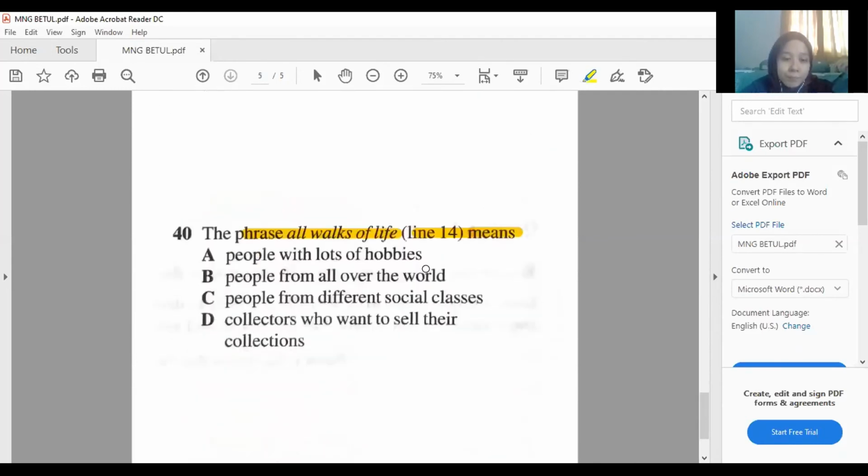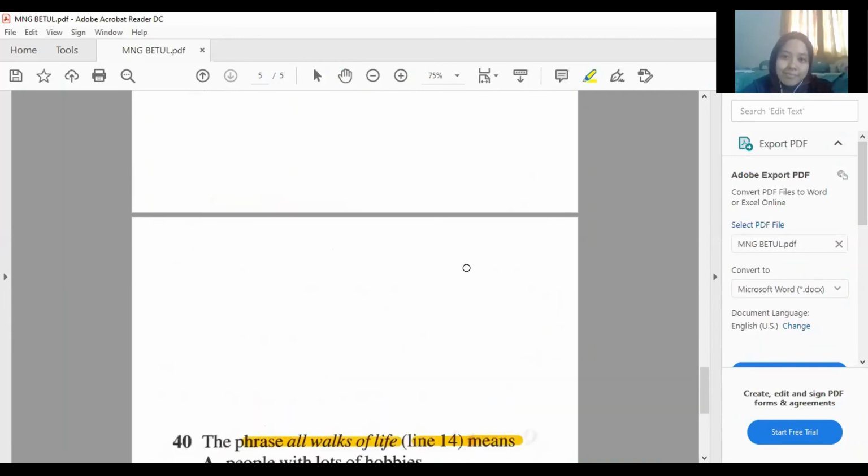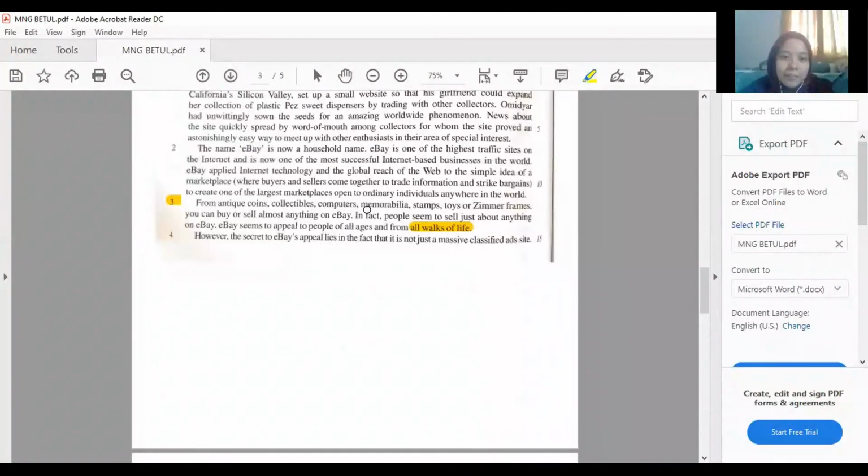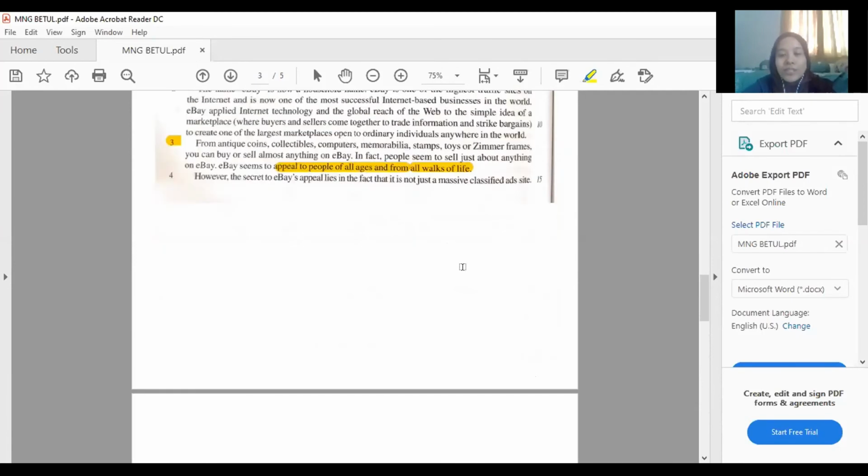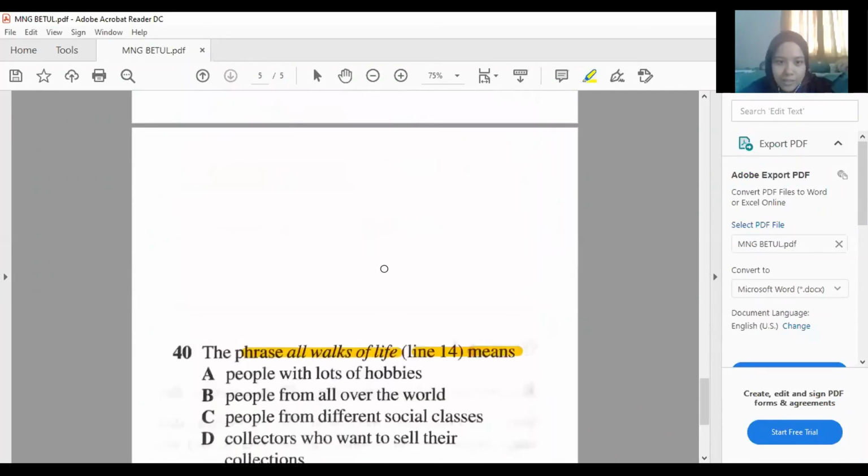So here, people with lots of hobbies, I don't think that's the right answer, because it says that in fact people sell just about anything on eBay. eBay seems to appeal to people of all ages, and if it's from all ages, then it might be something to do with our lifestyle. You know what I mean?